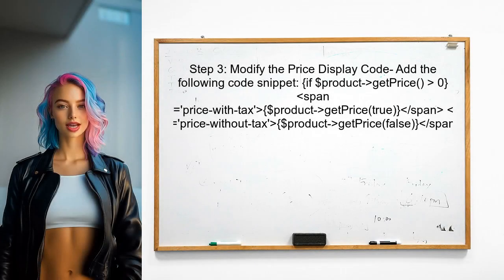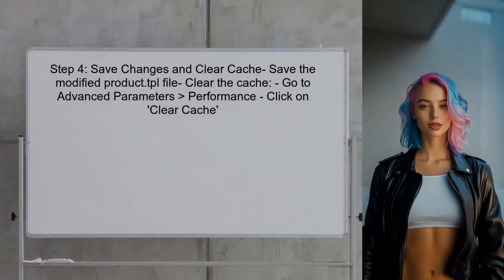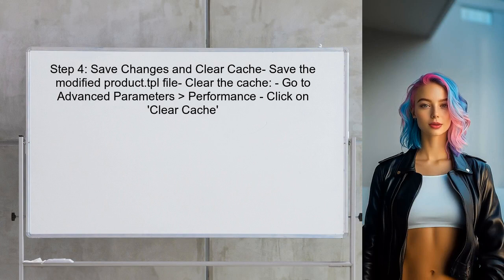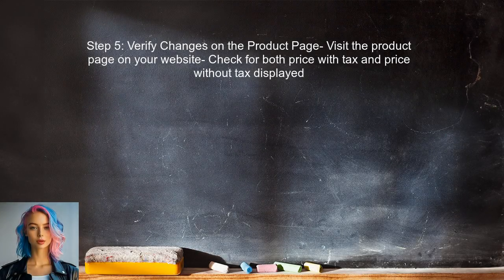Now, the user should modify the code to include both the price with tax and the price without tax. This can be done by using the appropriate PrestaShop functions. After making these changes, the user should save the file and clear the cache in PrestaShop. This ensures that the changes take effect on the front end. Finally, the user can check the product page on their website to see both prices displayed correctly. This will confirm that the changes were successful.